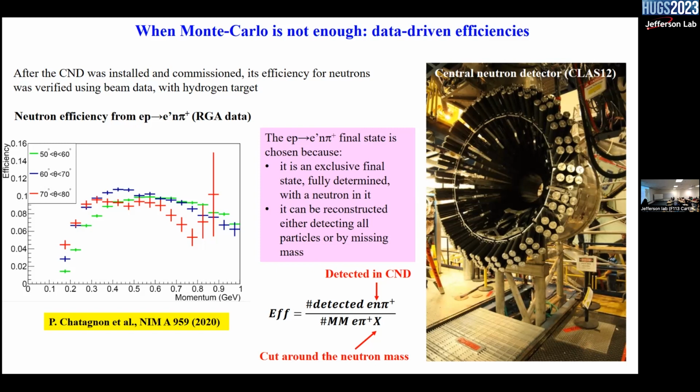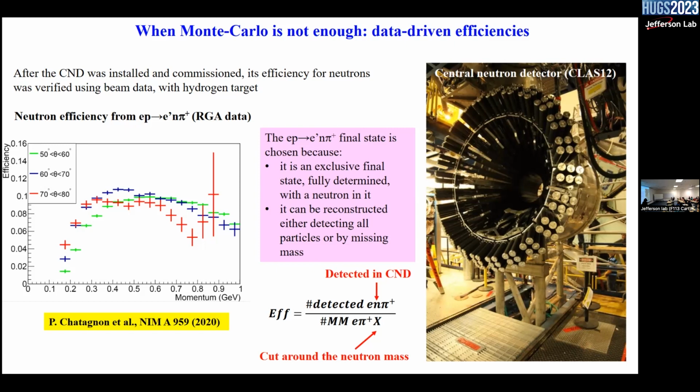So we looked at this, and what you do is construct your efficiency by comparing the number of fully detected E N pi plus events, where the neutron goes to your detector here, over the events for which you reconstructed the neutron by missing mass, still ensuring that it's within the geometry. And we got this distribution for our efficiency. So in the region of interest it is around 10%, which was the value that I mentioned yesterday.